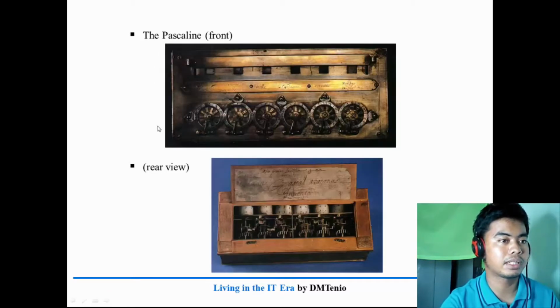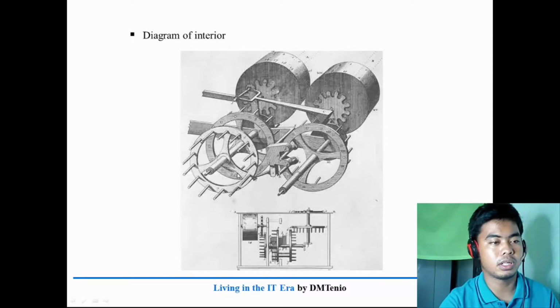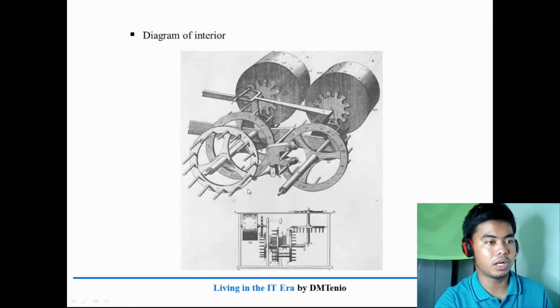So ito po yung kaniyang Pascaline. So as you can see, may mga gears po siya. Ikot-ikotin lang. Ito po parang mga gears ng orasan, no, relo. And then ito po yung diagram ng interior. So ito po yung mga gears parang sa orasan lang po.